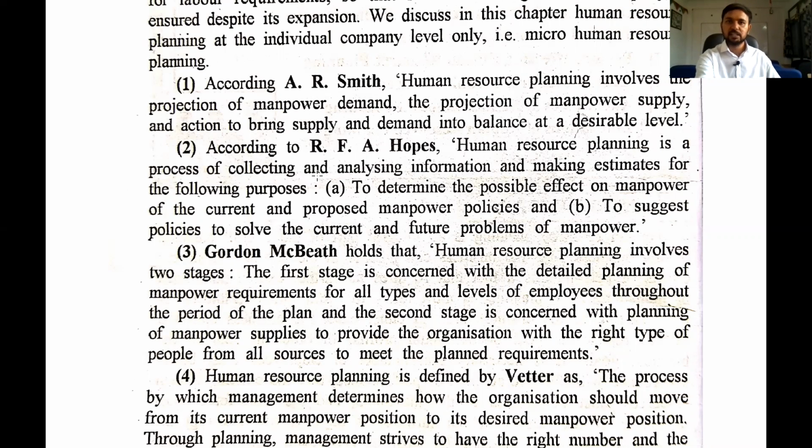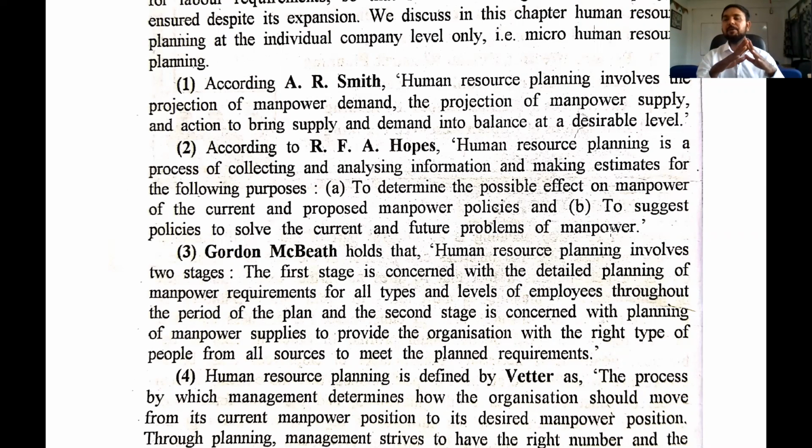The next definition is, according to R.F.A. Hobbes, human resource planning is a process of collecting. Guys, you need to focus on this line. Human resource planning is a process of collecting and analyzing information and making estimates for the following purposes. The one is to determine the possible effect on manpower of the current and proposed manpower policies, and second is to suggest the policies to solve the current and future problems of manpower.